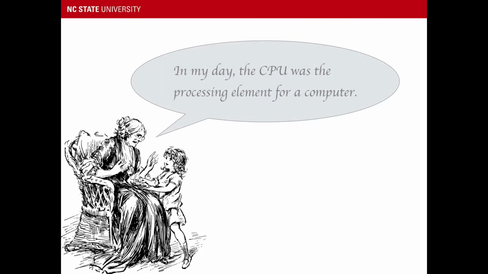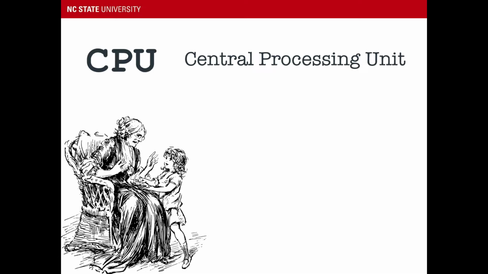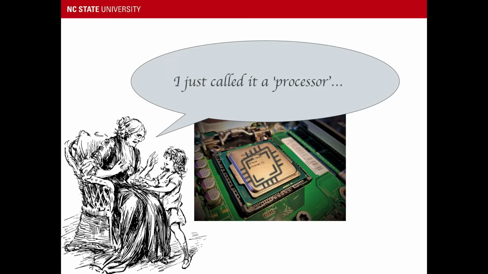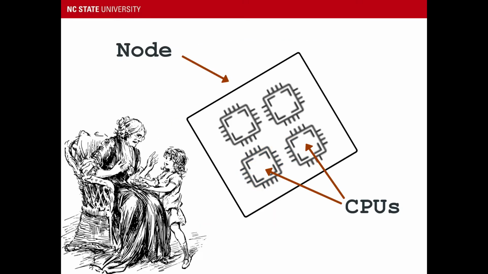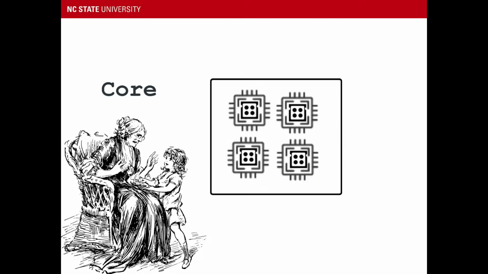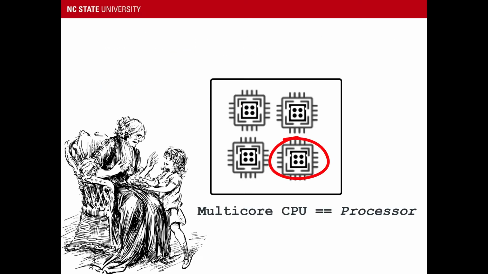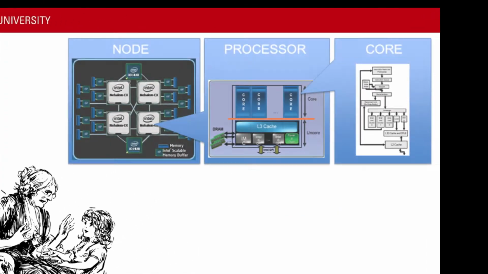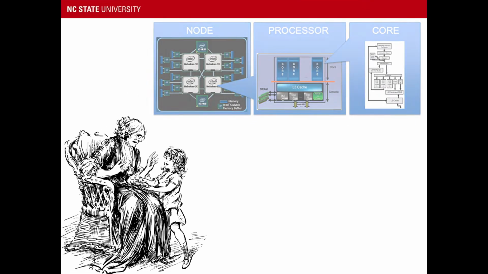In the past, a CPU was the processing element for a computer. CPU stands for Central Processing Unit, and CPUs were commonly referred to as processors. Later, multiple CPUs were incorporated into a node. Now, individual CPUs have multiple cores, and each of those cores is a processing element. CPUs with multiple cores are called processors. So what we have now is that a node contains one or more processors, and each processor has multiple cores.